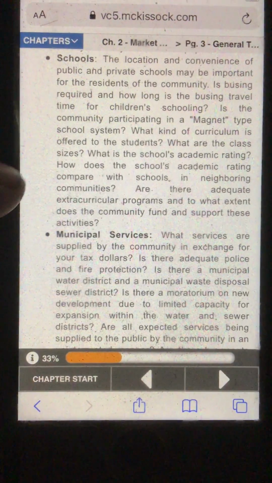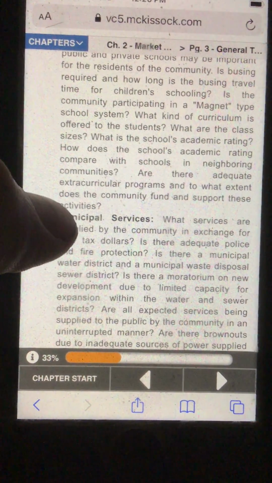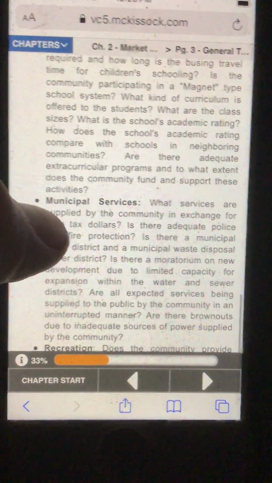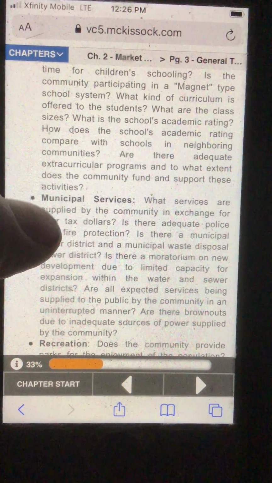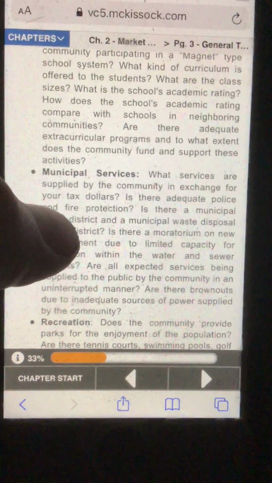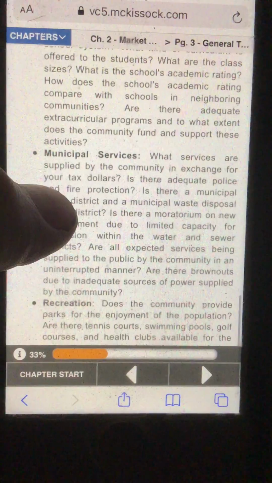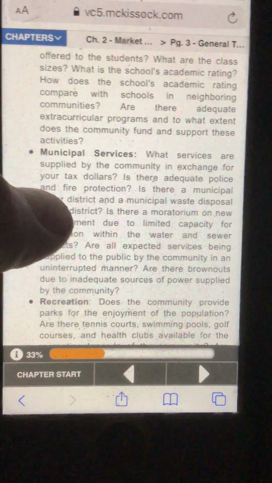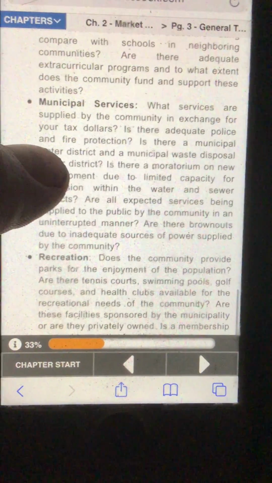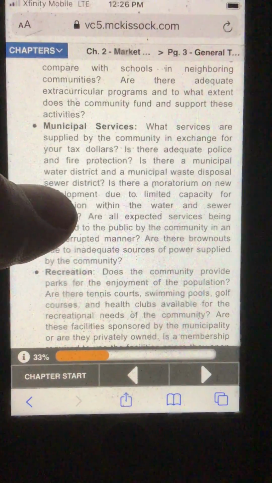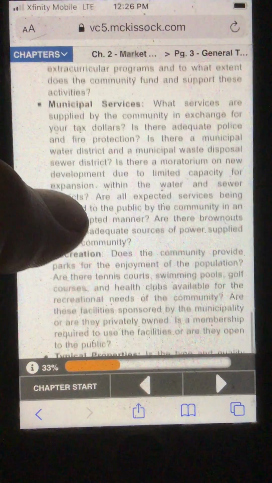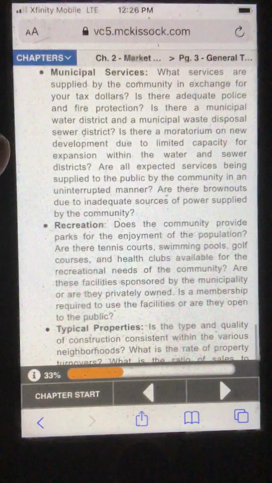Schools. The location and convenience of public and private schools may be important for the residents of the community. Is busing required? And how long is the busing traveling time for children's schooling? Is the community participating in a magnet type school system? What kind of curriculum is offered to the students? What are the class sizes? What is the school's academic rating? And how does the school's academic rating compare with schools in neighboring communities? Are there adequate extracurricular programs? And to what extent does the community fund and support these activities?